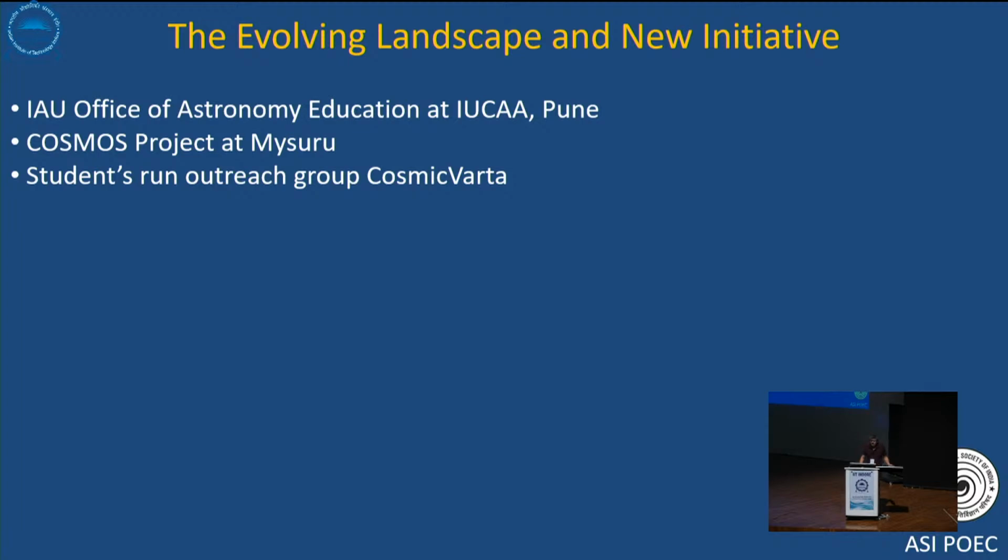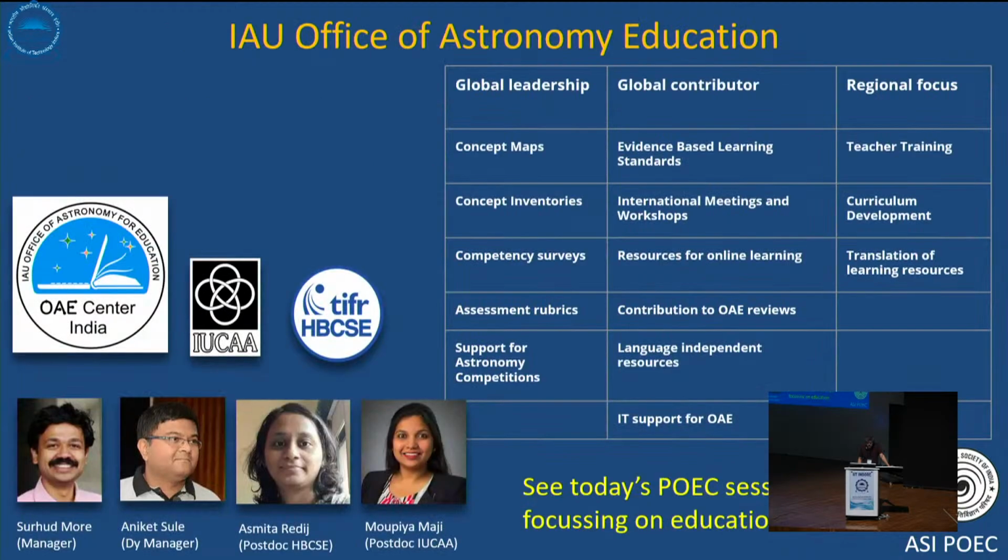Well, let me talk a little bit about the evolving landscape here, where we're headed, and about the new initiative that's coming up. One of them is the IU Office of Astronomy Education at IUCA, which is a big thing that has happened to us. The other thing is Cosmos project at Mysuru, which the Indian Institute of Astrophysics is leading. Also, the student-run outreach group Cosmic Varta, which has been doing fantastic work over the last couple of years.